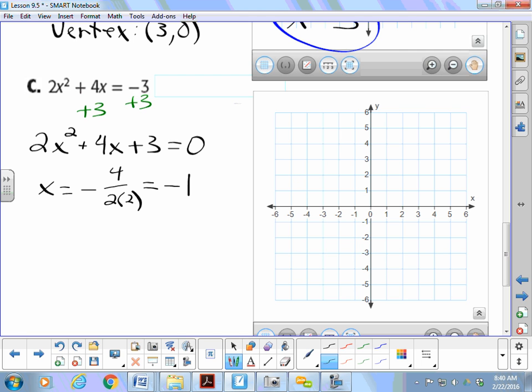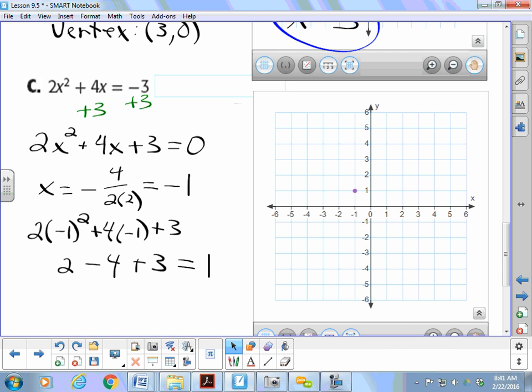All right. So we put in negative 1 to find our y value for the vertex. Negative 1 squared is 1. 1 times 2 is 2. 4 times negative 1 is negative 4, plus 3. So 2 minus 4 is negative 2, plus 3 is positive 1. So our vertex in this case is at negative 1, 1.